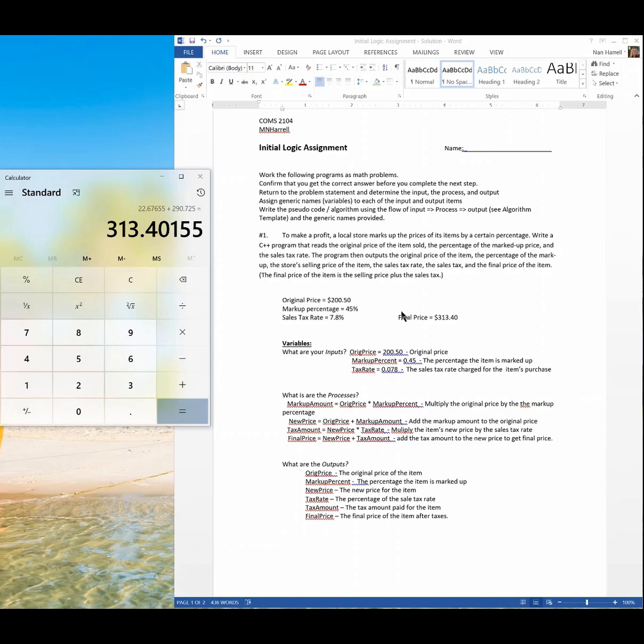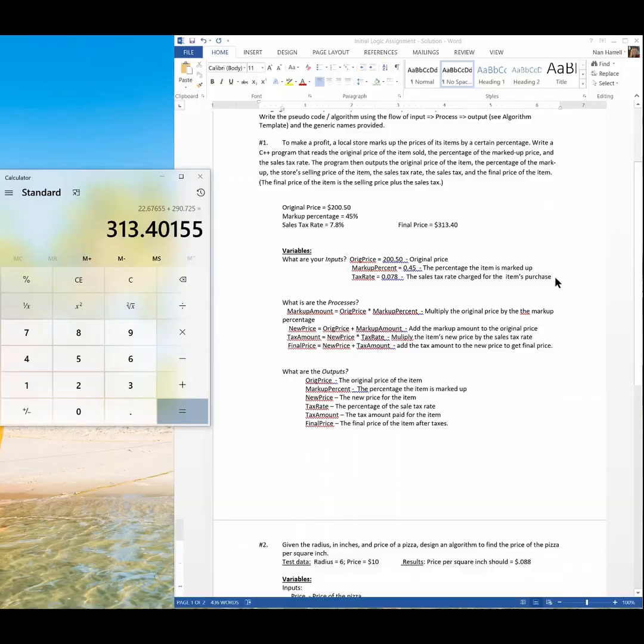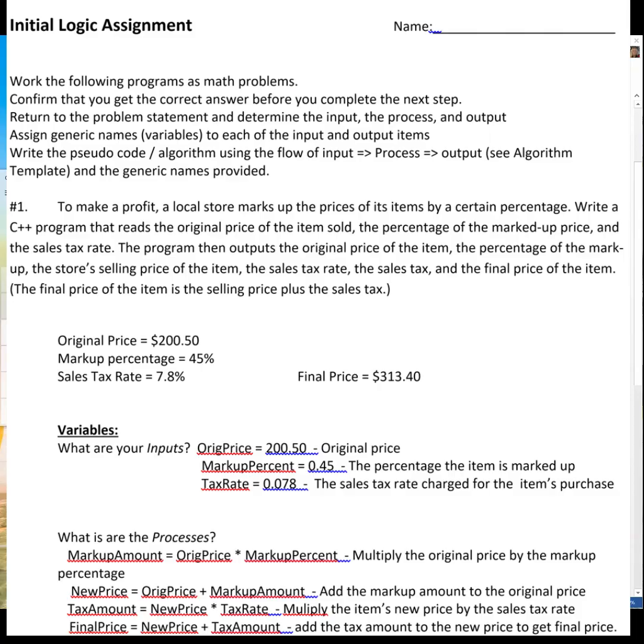Okay, so now the next part was to do the input, process, and output, right? And I've done that here for you. What are the inputs? Well, they told us the original price, and my variable is original price, okay? And the markup, they gave us that. So my variable for that is markup percent, 0.45. And then sales tax rate, I used tax rate for my variable, and it's 0.078. And I explain what those represent. Then what is the process? And this is the math.